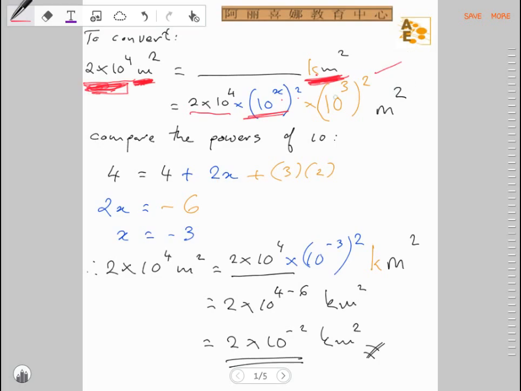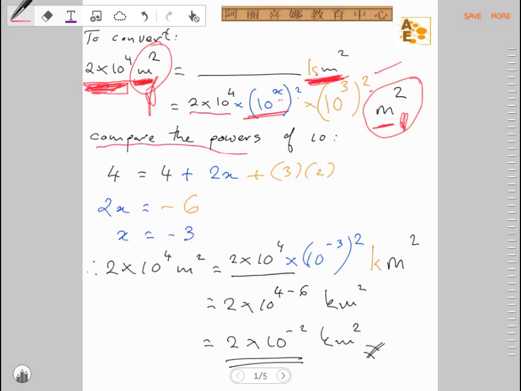Why do we square both? 10 to the power of x, we have to square it. 10 to the power of 3, we have to square it, because we are dealing with square meters. You can see once you have changed the kilo, the left hand side and the right hand side are both in square meters. That's the only thing that you need to do. After that, very simple, just normal simple algebra.